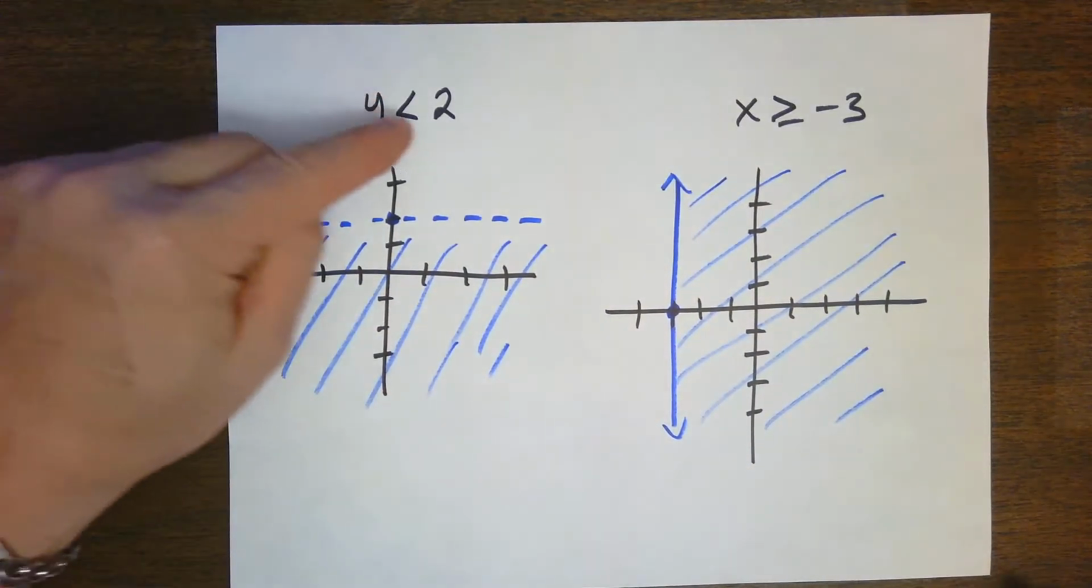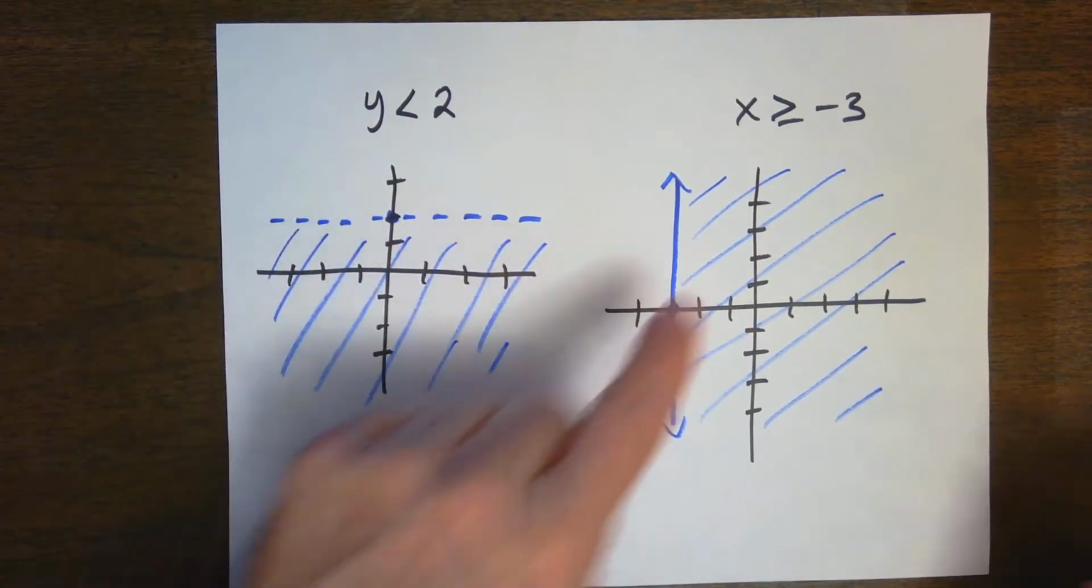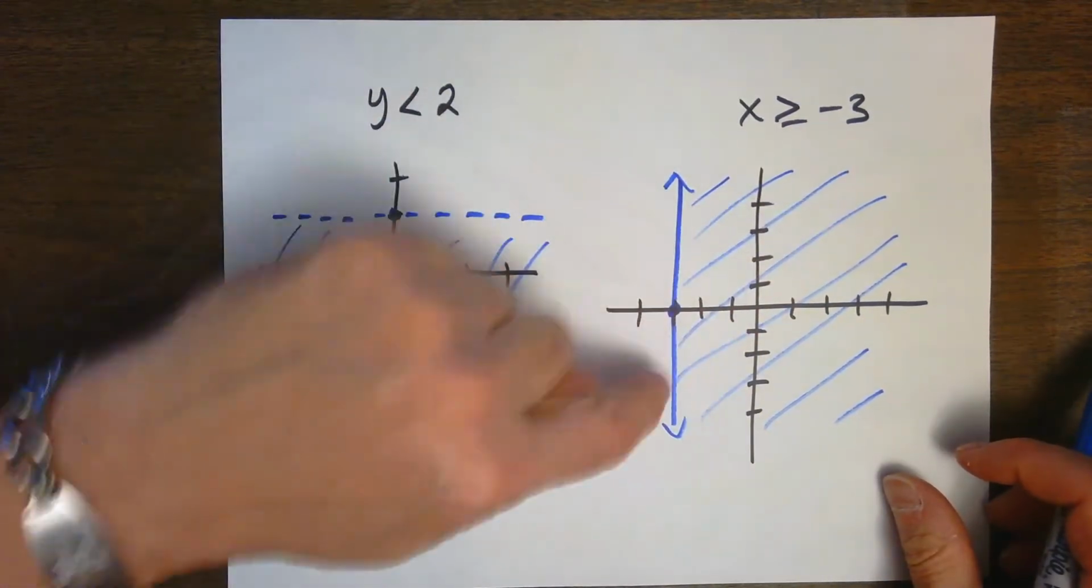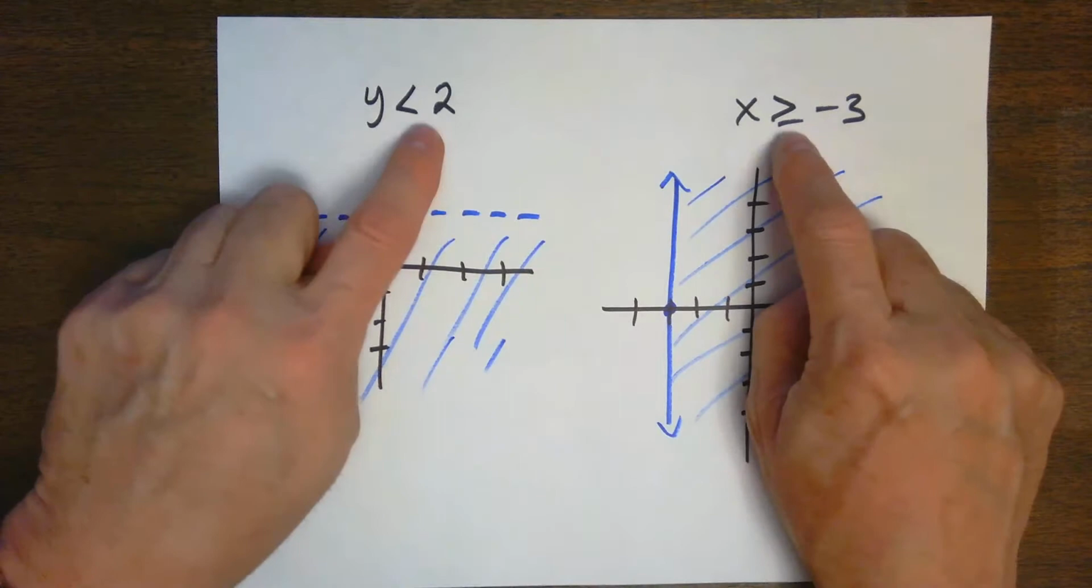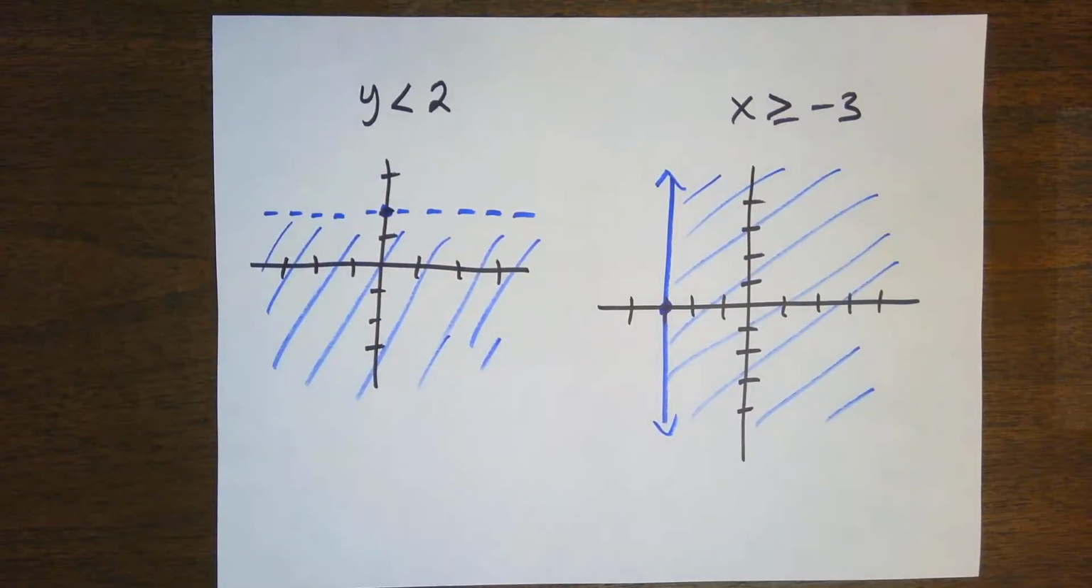And we should remember y equals 2 is the horizontal line. X equals negative 3 is the vertical line. And then I'm just doing solid or dotted lines. And which side am I shading? So that's quick inequalities, which we've seen and done before. Now, if you can do that, then you can do systems.